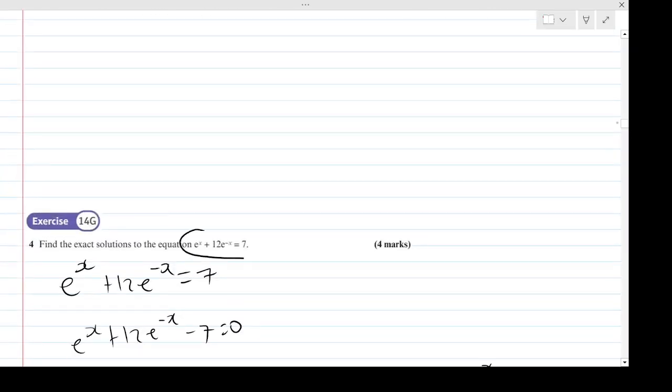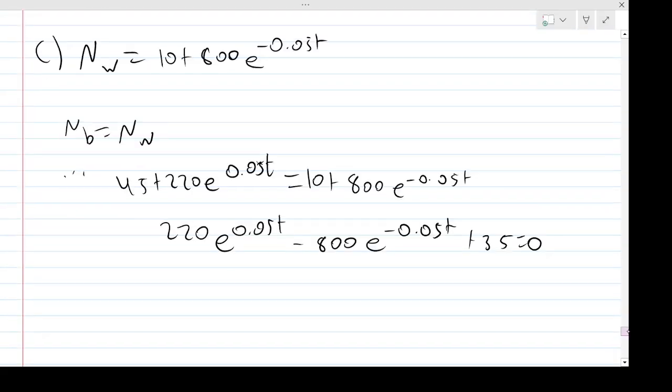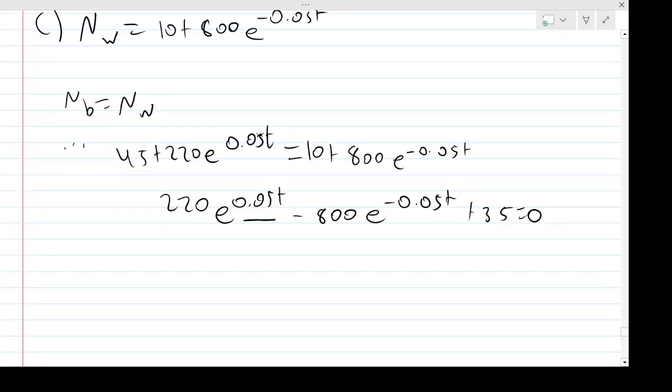This equation here, it's the same sort of thing. I've got e to the positive x and e to the negative x. I've got here, instead of x, e to the 0.05t and negative 0.05t. What I can do here is then, I've got a hidden quadratic, right? It's the same sort of equation I did earlier that I've just shown.